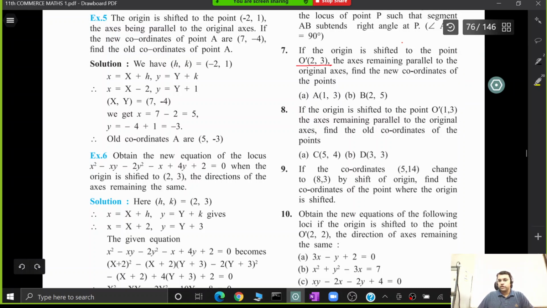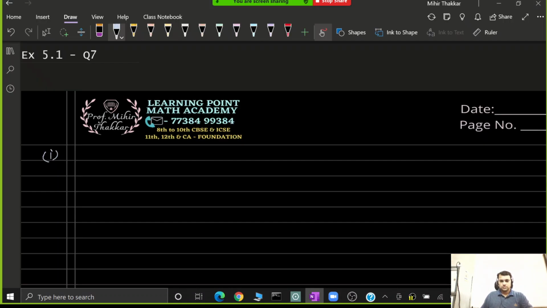Now you have to find the new coordinates of the points A(1, 3) and B(2, 5). So guys, you are given the value of h, k, and you are given the values of small x, small y. You just have to use the same transformation equation as we did in the previous example in order to get the value of capital X, capital Y. So let us do it.